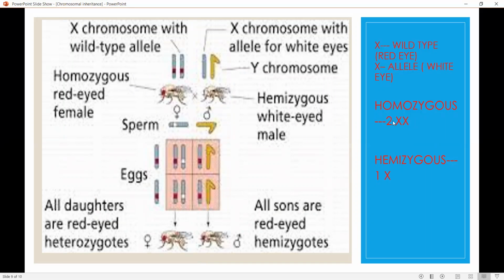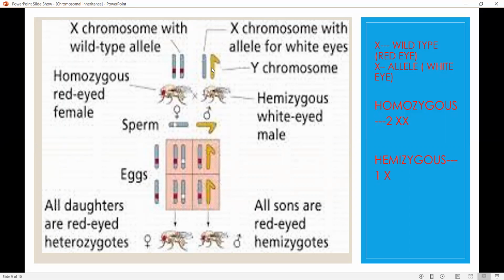So homozygous means 2 X chromosomes, and hemizygous means 1 X chromosome with another 0. As you know, in the case of human male, there is 1 X chromosome and another Y chromosome. But in the case of insects, we denote this as 0. Here you see the wild type contains red eye with 2 X chromosomes. In male Drosophila, 1 X chromosome and another Y chromosome, and Y does not carry any heritable characters.